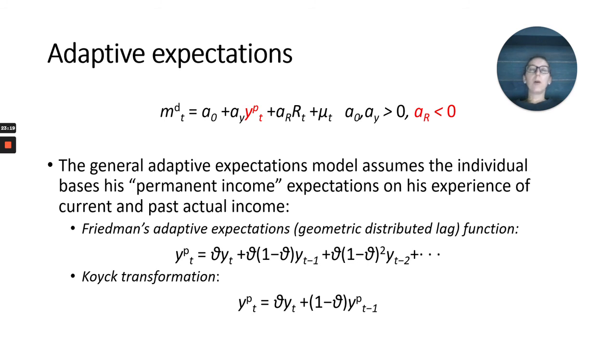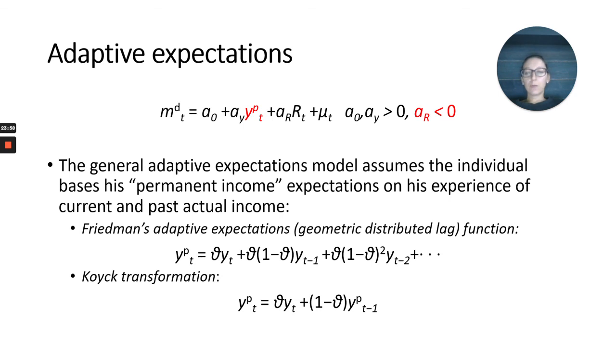Another expectation hypothesis is the adaptive expectation hypothesis, which is linked with permanent income. Remember that demand for money depends on the permanent income, so income that we are going to earn during our lifetime. The adaptive expectation hypothesis, speaking shortly, assumes that people make expectations based on their experiences. So what we already learned, what we already had.